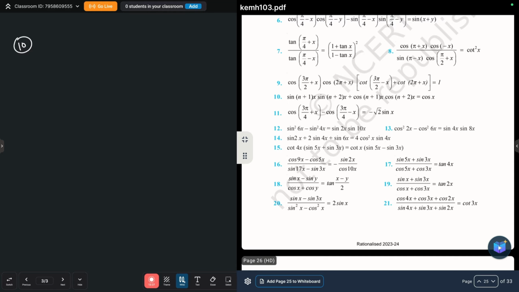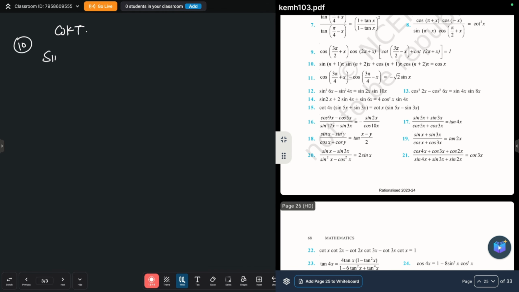So recall, or you can write, we know that cos A minus B is cos A cos B plus sin A sin B, or sin A sin B plus cos A cos B. This is the formula of cos of A minus B. With the help of this, we will prove the complete expression in question number 10.